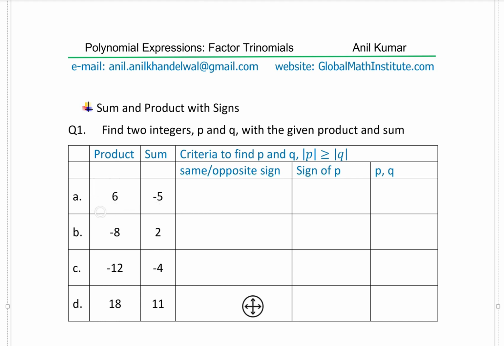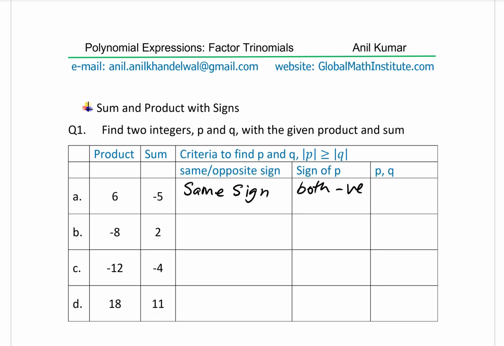Now how can you get 6 as your product? In that case, we could have p and q. We are assuming that the magnitude of p is greater than the magnitude of q. So the bigger number is p. When you multiply, you get a positive number. It means both have the same sign. If p is positive, q has to be positive. And if p is negative, q should be negative. But the sum is -5. So they have the same sign and the sum is negative. That means what? That means both are negative, right? So both p and q are negative.